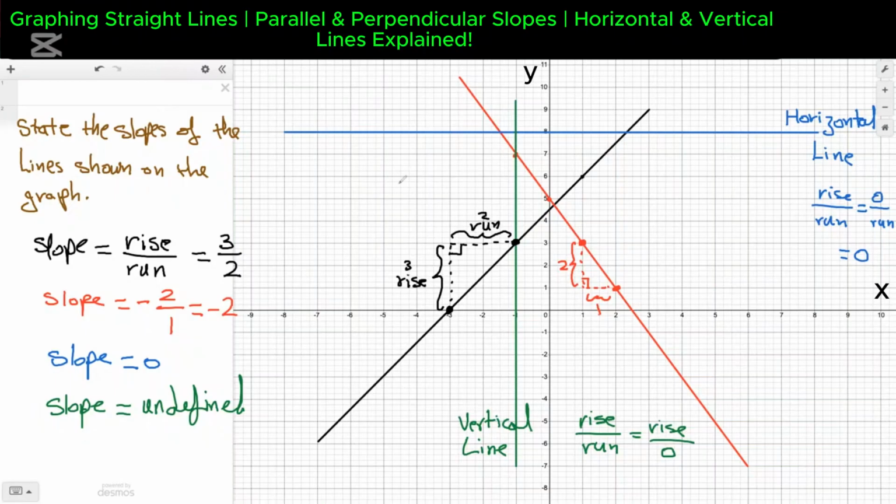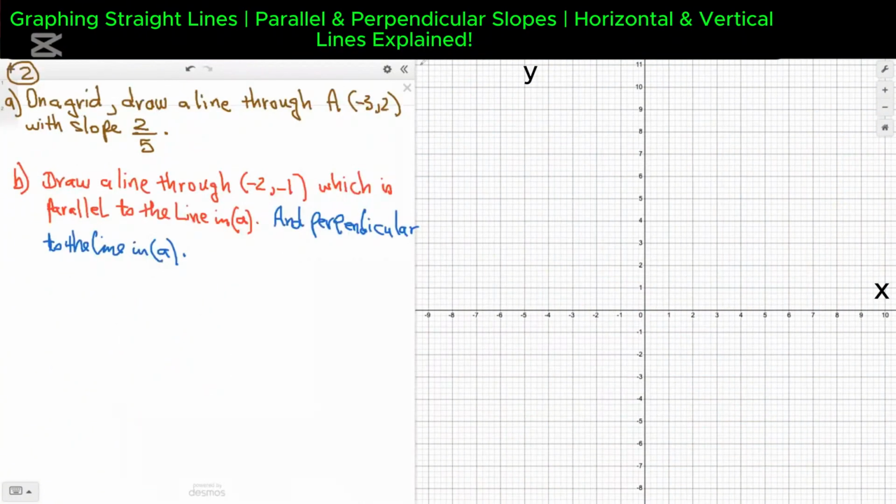Okay, so let's go to the second question, and maybe we'll just call the previous one question 1 for reference. So here's the second question, question number 2. On a grid, draw a line through point A, (-3, 2), with slope 2 over 5.